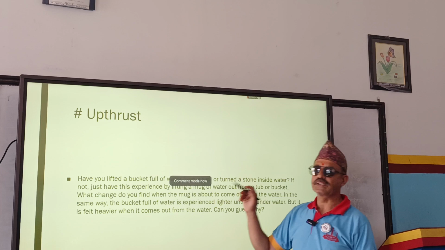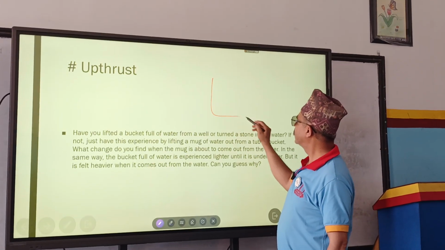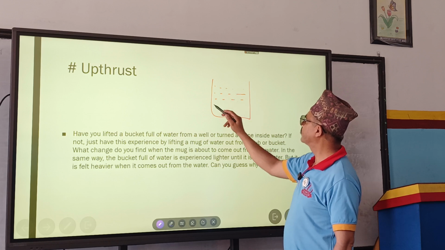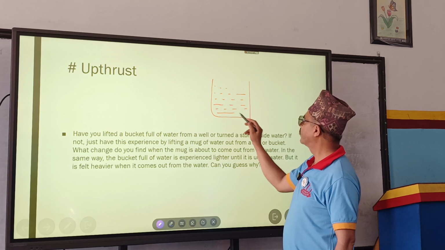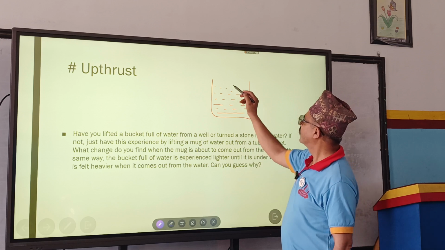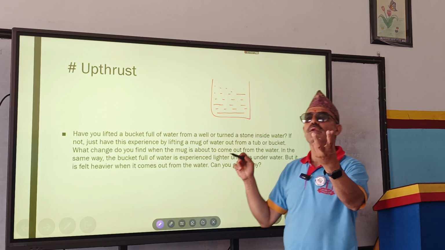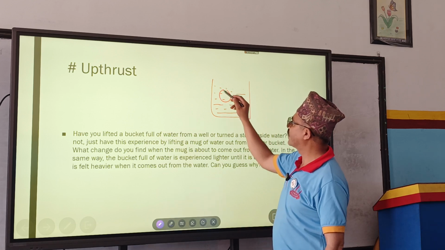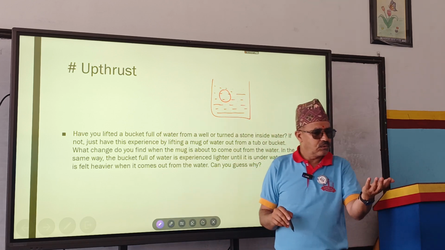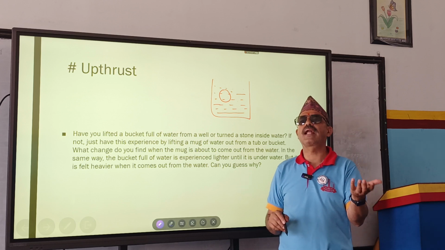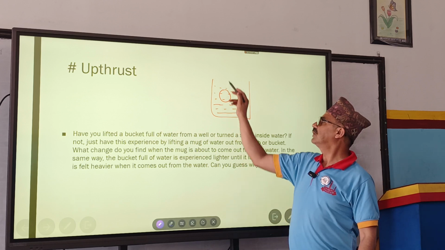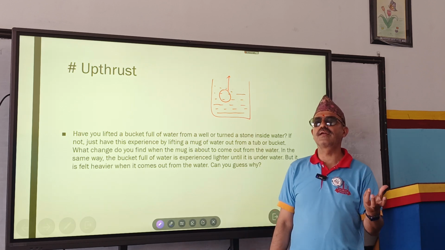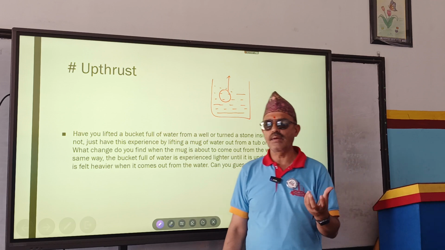So you might have noticed, suppose there is a beaker with some liquid, and take one small bowl, and the bowl lies inside the water. When we hold that bowl inside water, it feels a little bit lighter, right? And when we lift it a little bit up or out of water, does it feel lighter or heavier? Heavier. We have noticed like that.